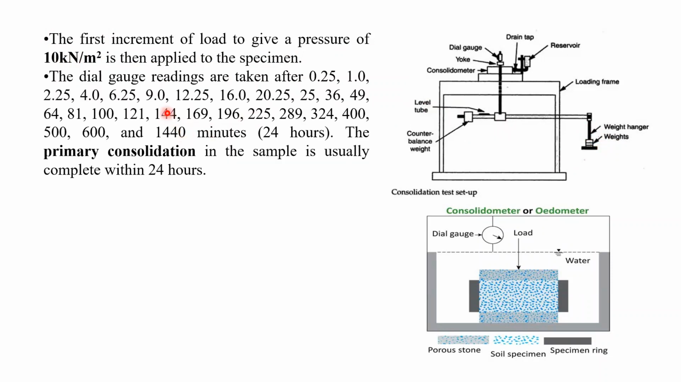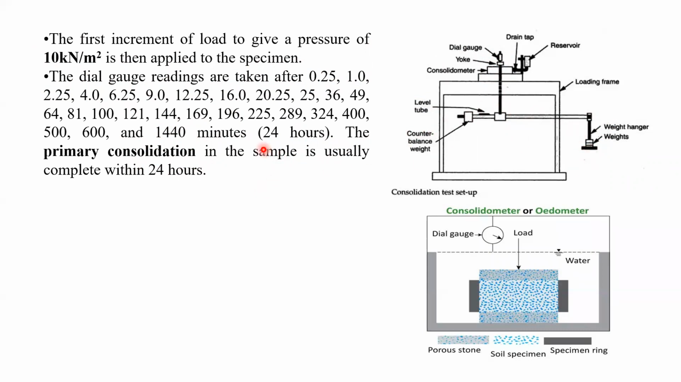Then this test will continue for 24 hours. Here the dial gauge is also there. Once you put 10 kilonewton per meter square on this hanger, the soil is going to be compressed. So we have to note down the dial gauge reading at different timings: 0.25 minute, 1 minute, 2 minutes, and likewise we shall proceed for 24 hours, right? The primary consolidation in the sample is usually complete within 24 hours. So we shall go for 24 hours.